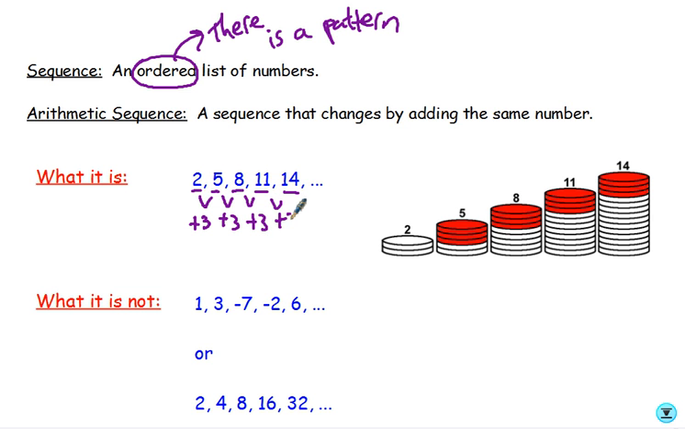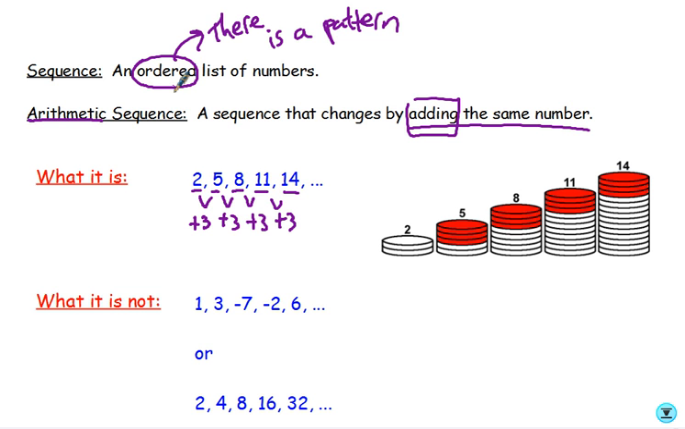So if a pattern is adding by the same thing each time, then we call that arithmetic. So that's just a word that describes what type of pattern it is. So in this case, an arithmetic sequence. So arithmetic, meaning that we're adding the same thing each time. And sequence, meaning that there's a pattern.